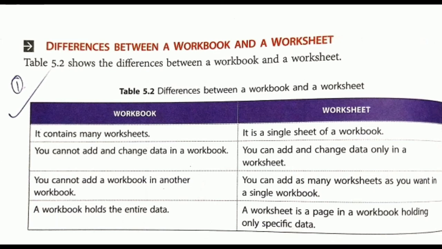First difference is, a workbook consists of many worksheets. That is, a workbook is just like a notebook. A notebook consists of many pages. Similarly, a workbook also consists of many pages which are known as worksheets. And look at the worksheet section. It is a single sheet of a workbook. Okay, worksheet means it is a single page inside the workbook.